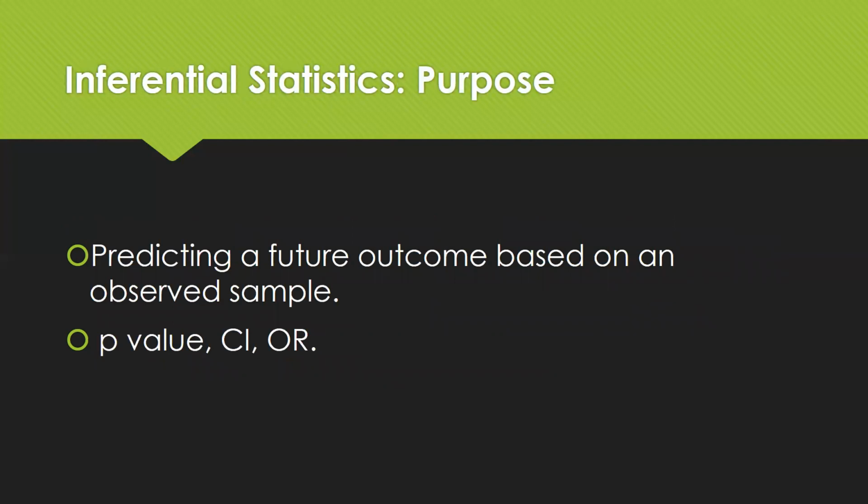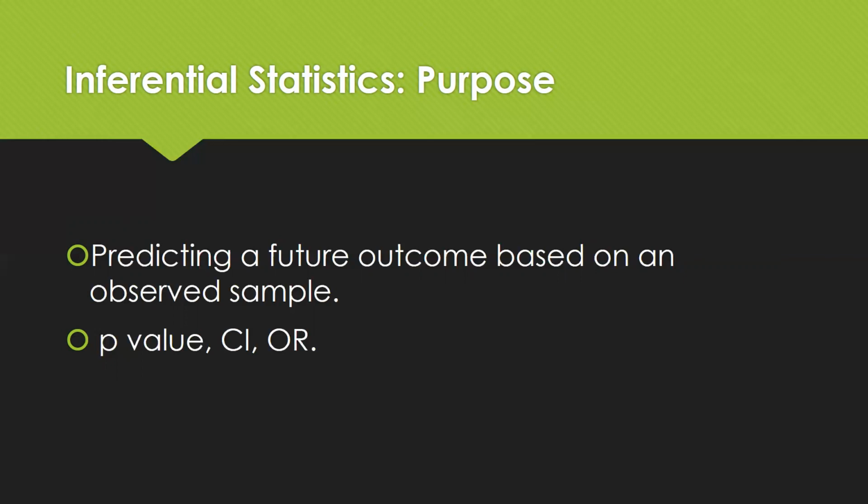With inferential statistics, our purpose is to predict. So we are trying to predict a future outcome based on an observed sample, and we can use several forms of statistics to predict that population. We use a p-value, and a p-value also is looked at as significant when it's less than 0.05. We have a confidence interval, and the confidence interval gives us an idea of the range in which a population mean is likely to fall.